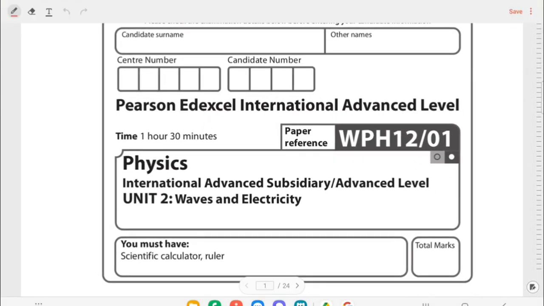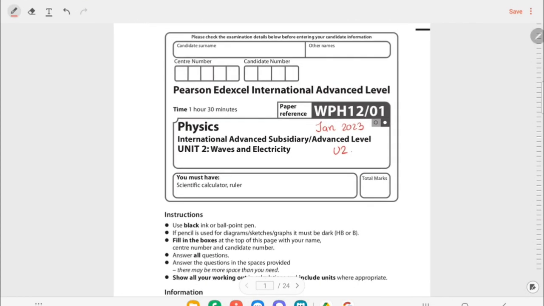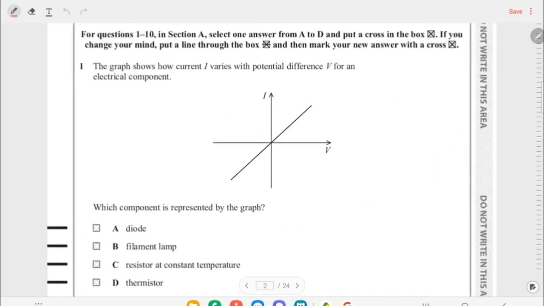Okay, so this is the January 2023 Unit 2 AS Physics paper. We'll move on to the questions very fast.